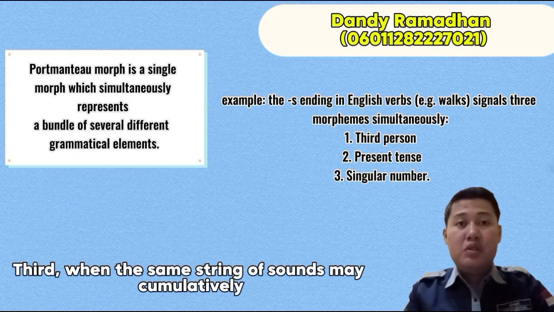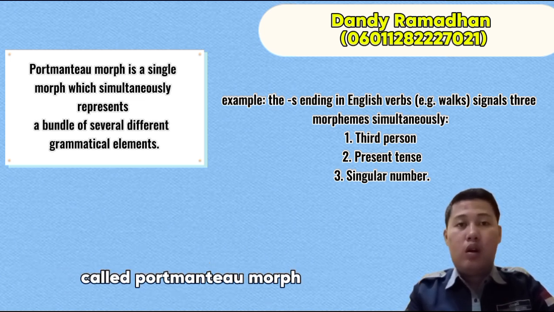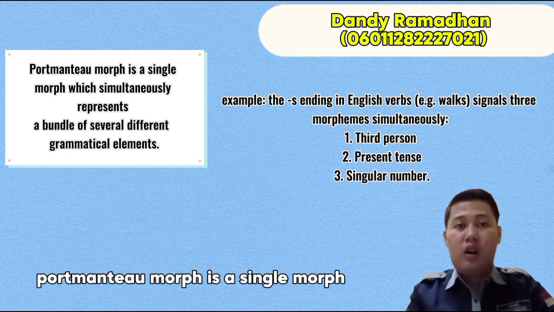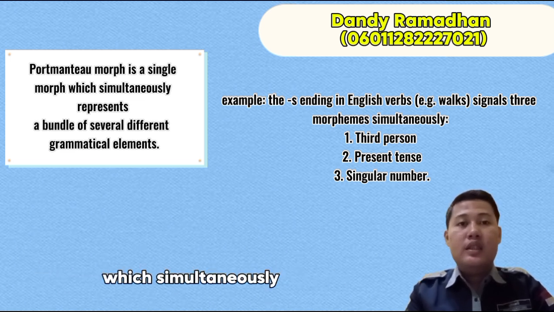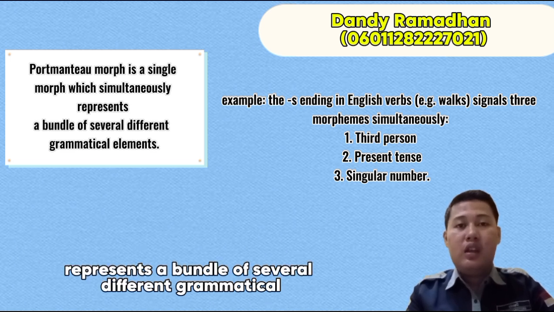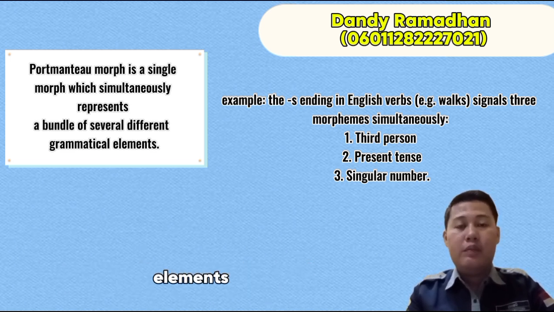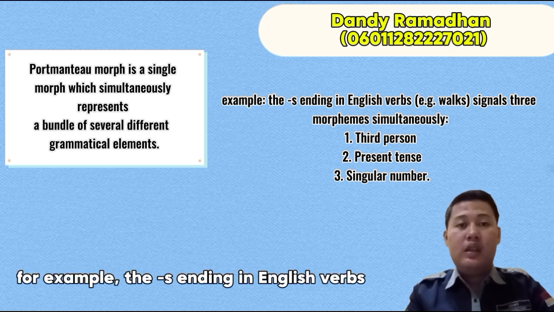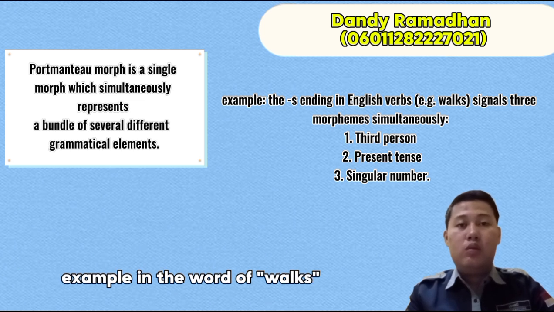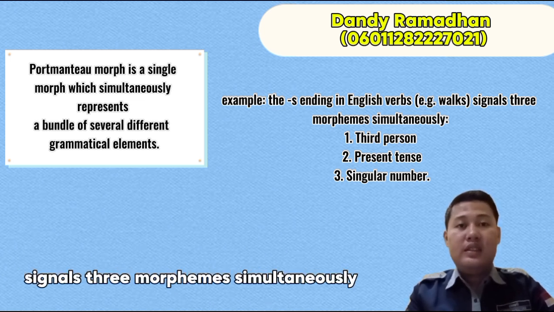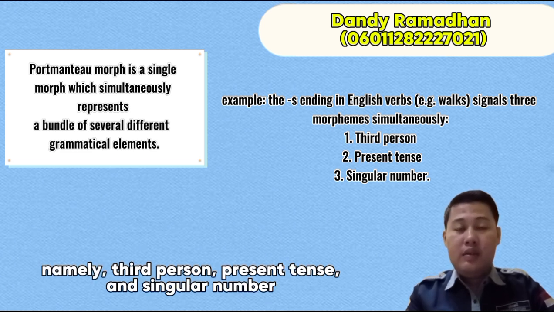Third, when the same string of sounds may cumulatively represent several morphemes, called portmanteau morph. A portmanteau morph is a single morph which simultaneously represents a bundle of several different grammatical elements. For example, the s ending in English verbs, for example in the word walks, signals three morphemes simultaneously, namely third person, present tense, and singular number.